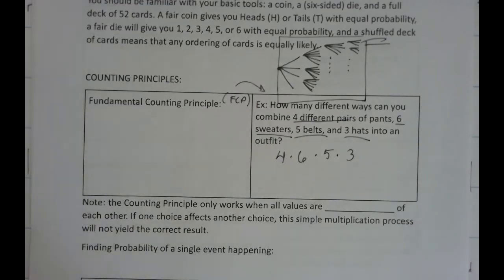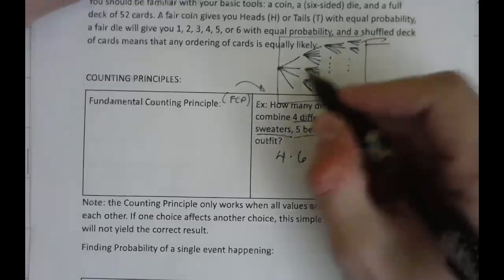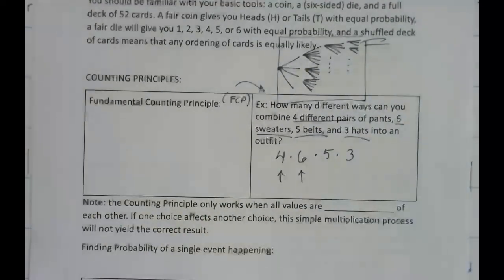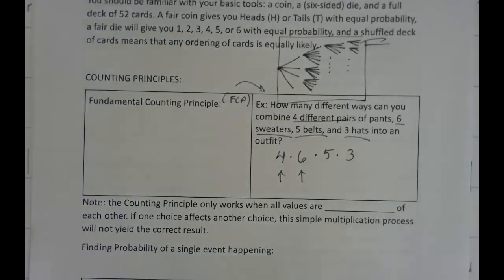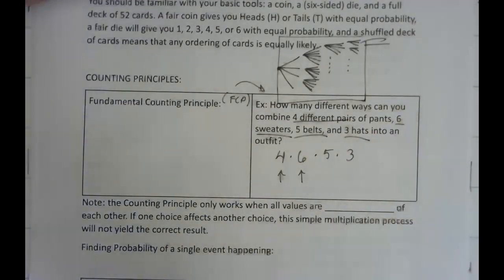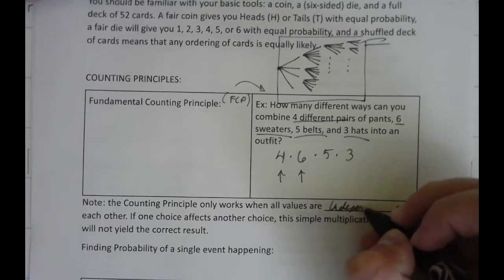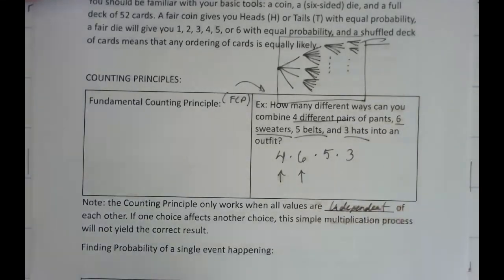So essentially, the fundamental counting principle says if what you are counting, in this case, how many outfits there are, doesn't depend on other elements of the outfit. So in this case, it doesn't matter what pants you put on. You can put on whatever sweater you want. Now, it may not look good, but you can pick whatever sweater you want with any pair of pants. That would be technically an outfit, right? So as long as all the values that you're counting are independent of one another, that's what goes on here. All right?